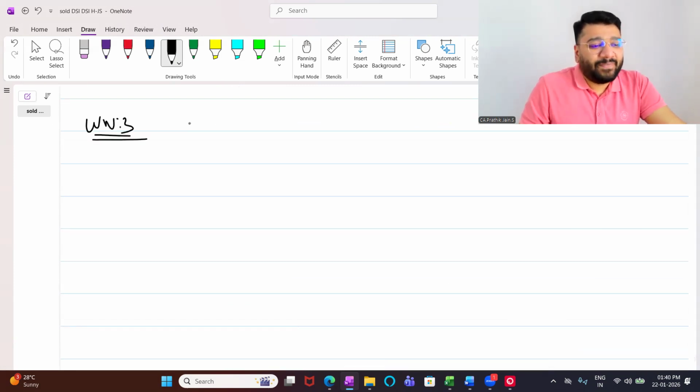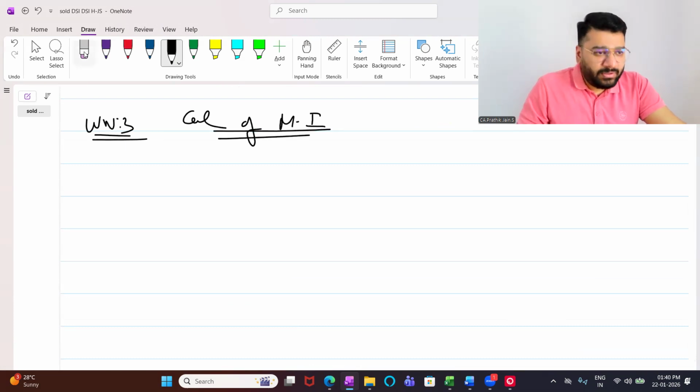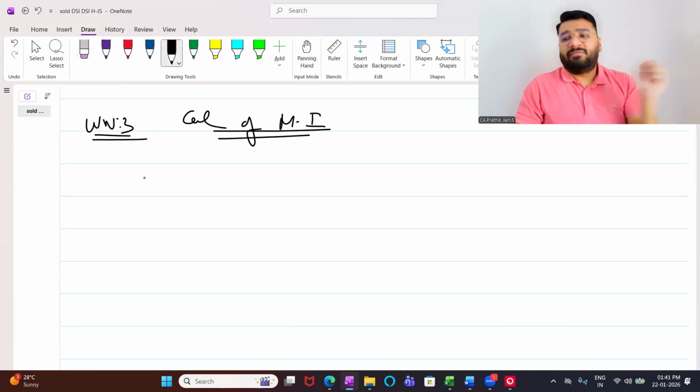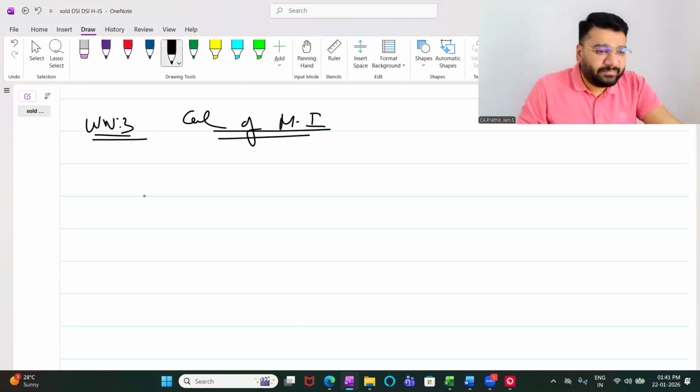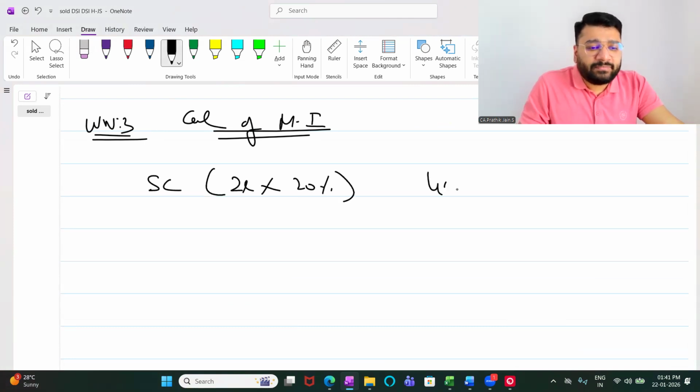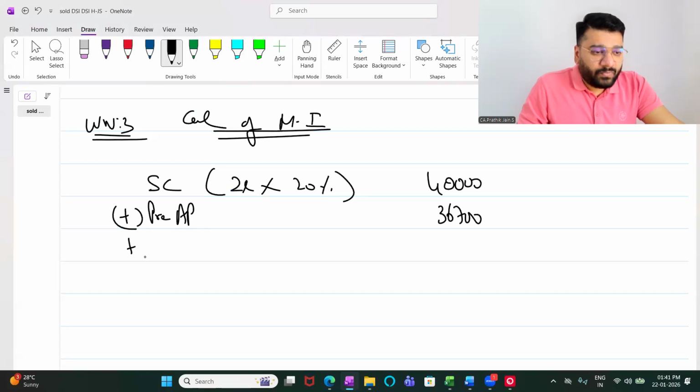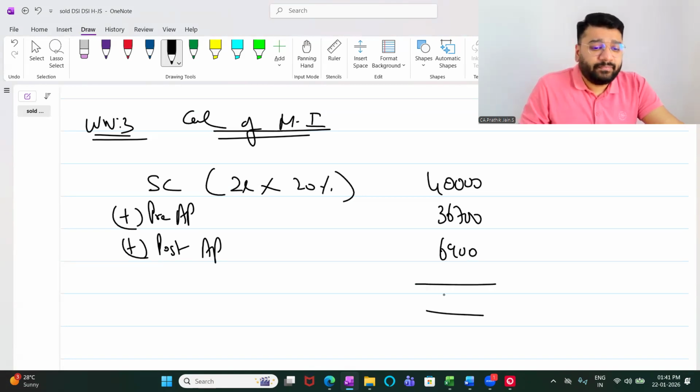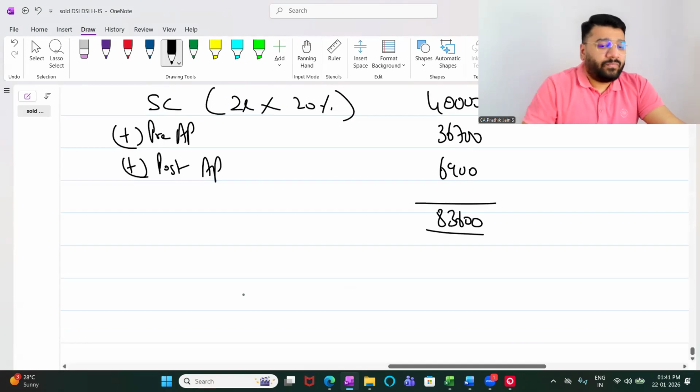Working note number 3. Calculation of minority interest. 1A, 1B, 2, 3. Share capital 2 lakh into 20% is 40,000. Then plus pre-acquisition profit, how much? 336. Post-acquisition profit how much? Of minority 6,000. 6,900. Total how much? 83,600.